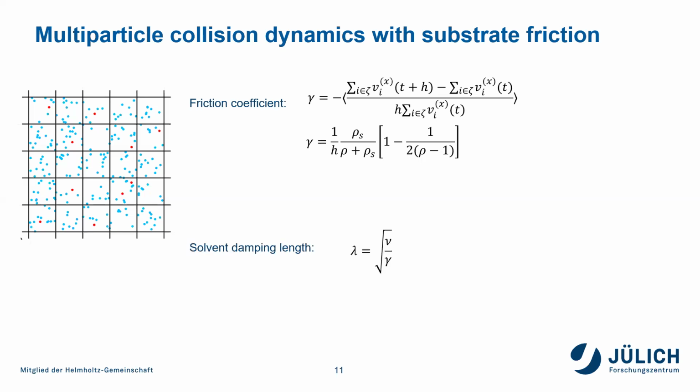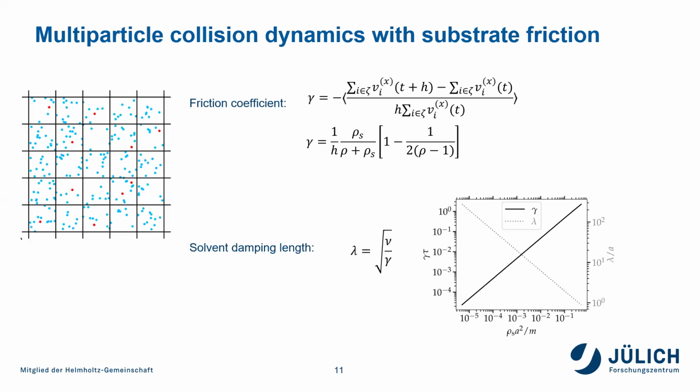And related to this, we can define a solvent damping length, which is related to the distance over which an eventual perturbation would decay. And okay, you can input this here, and you see this is the friction, the thick line, and it increases with this number of particles, and this correlation distance decreases. If you have more particles, it will take less time to damp, less distance to damp.